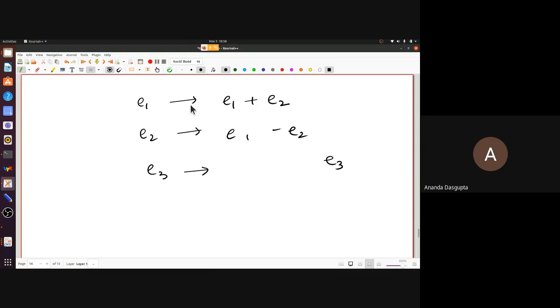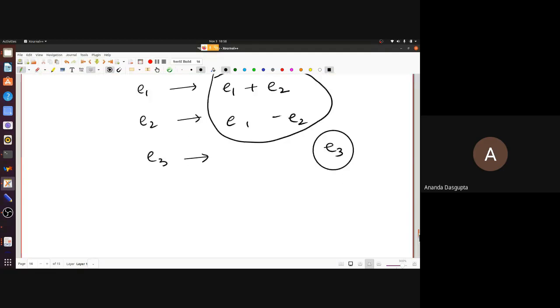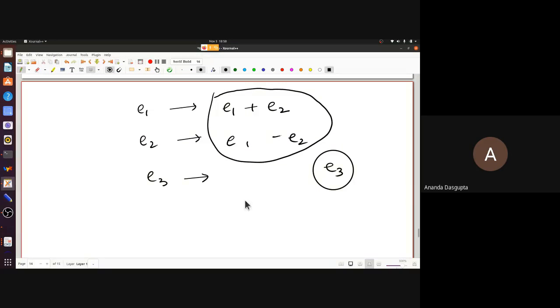But at least for this one, you can see one thing, that E3 only mixes with itself, right? And E1, E2 actually mix among themselves. There's no E3 here, right? When you transform E1, E2, you're not getting an E3 piece. You transform E2, you're not getting an E3 piece. But E1, E2 do get mixed up. Okay?